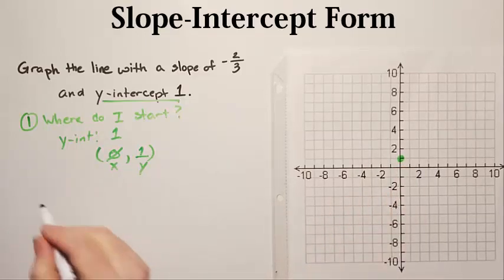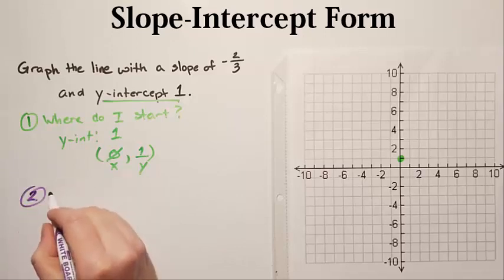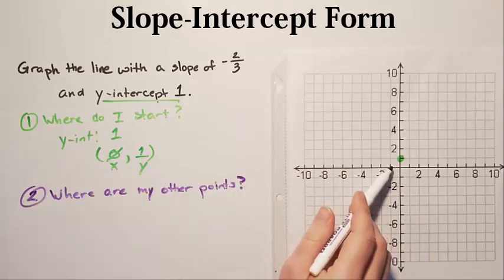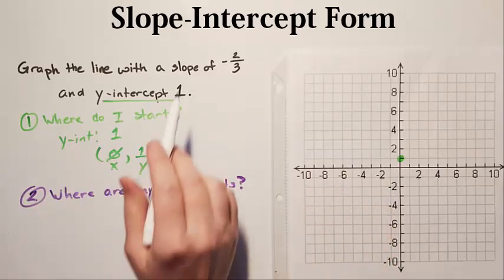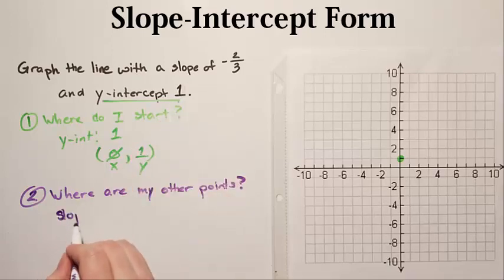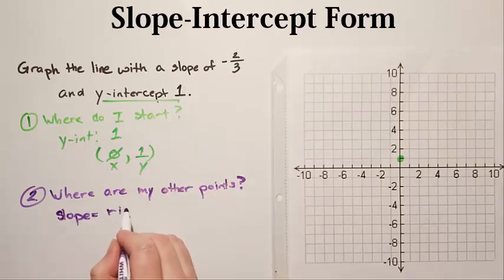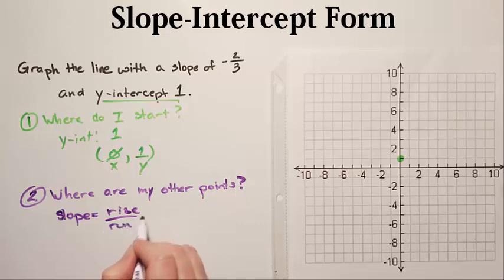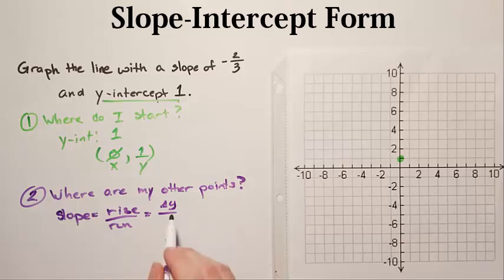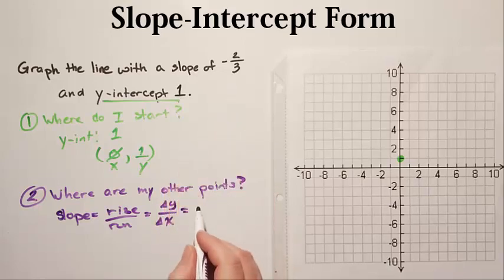Now the next thing I need to think about is, where are my other points? If I know where I started, how do I find my next point? That's where slope comes into play. Slope is supposed to be rise over run. If you remember, the rising axis is the y-axis, so it's how we change across our y's. The running axis is our x-axis, so this is how we change across our x's. The slope, they tell us, is a fraction of -2/3.